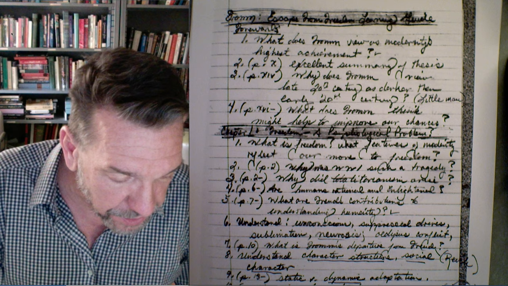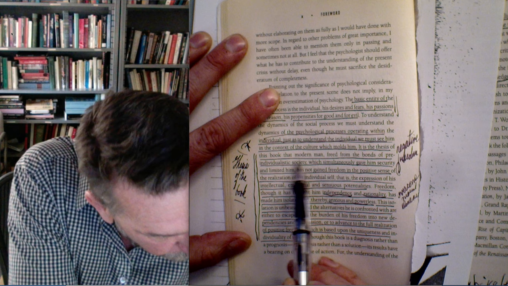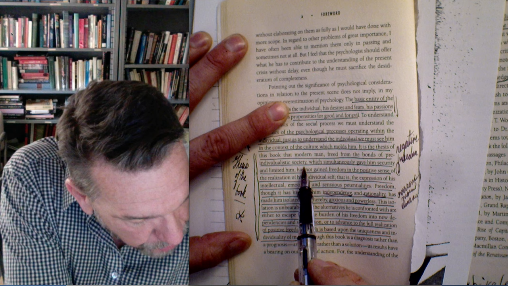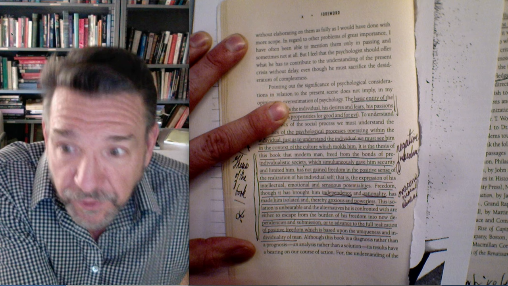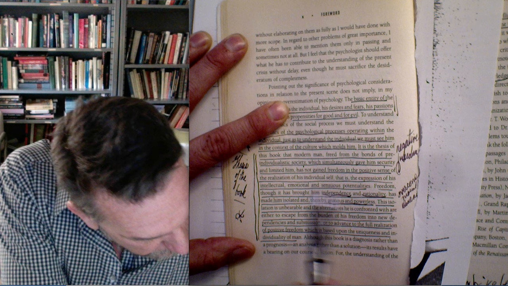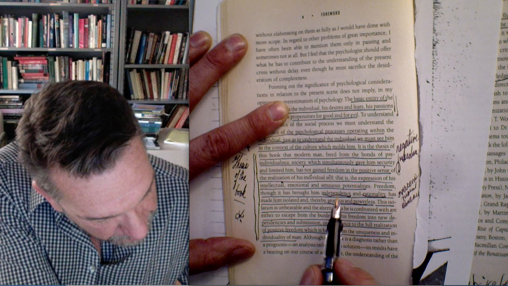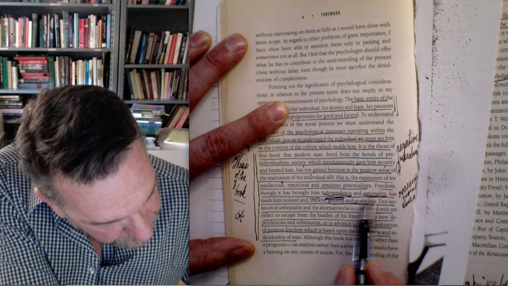So he summarizes his argument in the book in the preface, page X, right? And he says, it is the thesis of this book that modern man, sorry for the gendered language, freed from the bonds of pre-individualistic society, freed from villages, clans, and tribes, which simultaneously gave him security because it anchored people down, and limited him, constricted by the confines of being a peasant or a tribal member, has not gained freedom in the positive sense of the realization of his individual self, that is, the expression of his intellectual, emotional, and sensuous potentialities, work, love, play. Instead, freedom has brought independence and rationality, but it has made him isolated and therefore anxious and powerless.